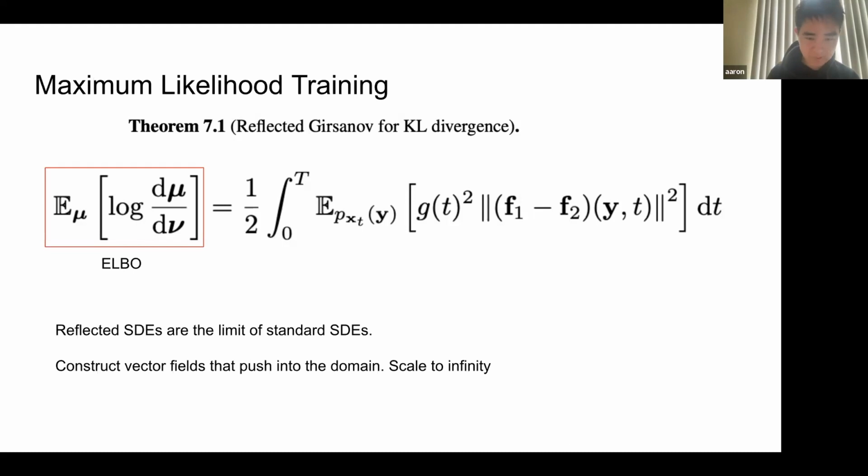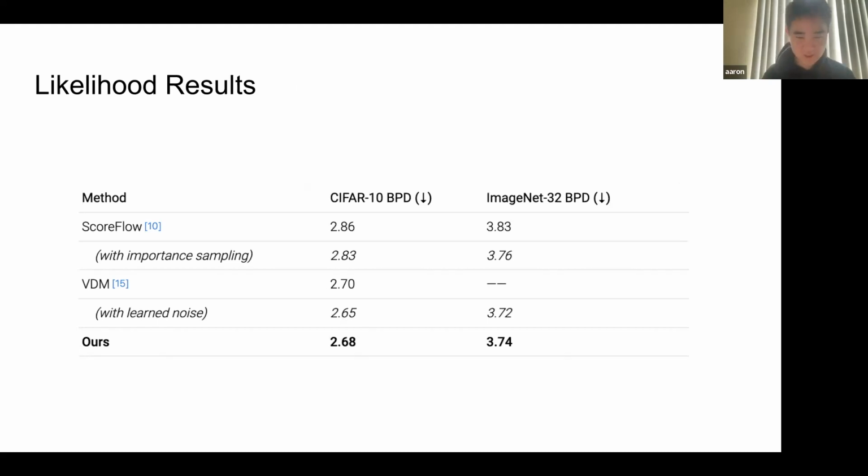And then once we apply this and use this maximum likelihood training setup, we can get results commensurate with state of the art for likelihood estimation tasks. In particular, we get 2.68 and 3.74 bits per dimension for CIFAR-10 and ImageNet32 respectively. The only results that beat ours are VDM, variational diffusion models, once you apply a bunch of extra tricks to it: a learned noise schedule, importance sampling, a lot of extra tricks. Once you apply them to VDM, it gets slightly lower scores than ours.